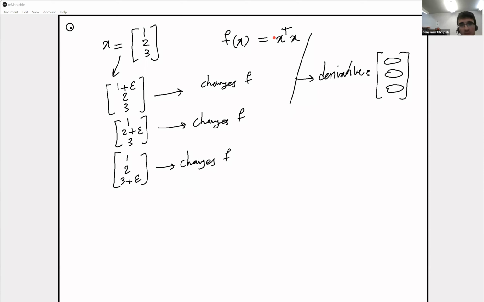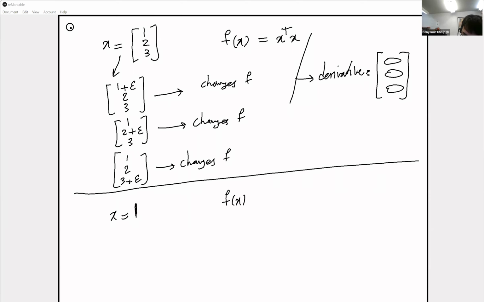So the first example was when it is a scalar, and the output is also a scalar. Whenever you change this, for example, it changes f. Therefore, the derivative is one-dimensional. You have only one case where you can analyze, only a scalar.